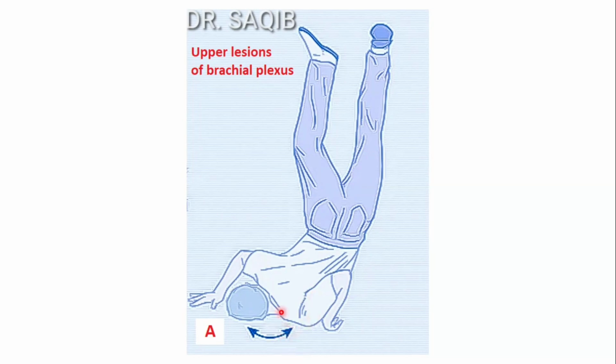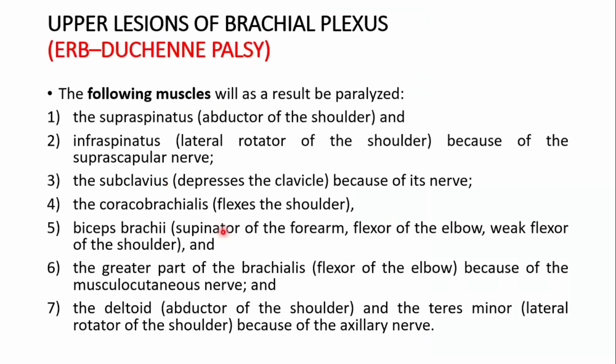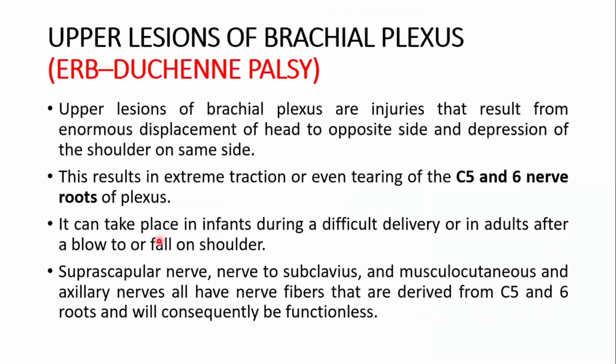This is a displacement. This results in extreme traction or even tearing of the C5 and C6 nerve roots of the plexus. It can take place in infants during a difficult delivery or in adults after a blow to or fall on the shoulder. And the suprascapular nerve, nerve to subclavius, and musculocutaneous and axillary nerves all have nerve fibers that are derived from C5 and C6 roots and will consequently be showing signs of paralysis.